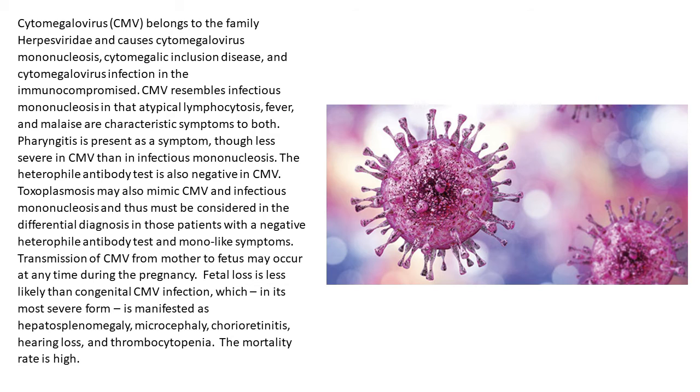CMV resembles infectious mononucleosis in that atypical lymphocytosis, fever, and malaise are characteristic symptoms of both. Pharyngitis is present as a symptom, though less severe in CMV than in infectious mononucleosis. The heterophile antibody test is also negative in CMV. Toxoplasmosis may also mimic CMV and infectious mononucleosis and thus must be considered in the differential diagnosis in those patients with a negative heterophile antibody test and mono-like symptoms.